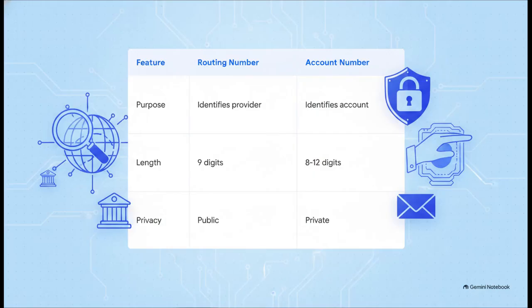When we really break down the differences here, the biggest thing to remember is privacy. Since the routing number just identifies the bank, it's totally public information. You can usually just Google it or find it right on a bank's website. But your account number, which is usually between 8 to 12 digits long, identifies you personally. That makes it highly, highly private. You definitely want to guard your account number carefully and only ever share it through secure, verified channels.